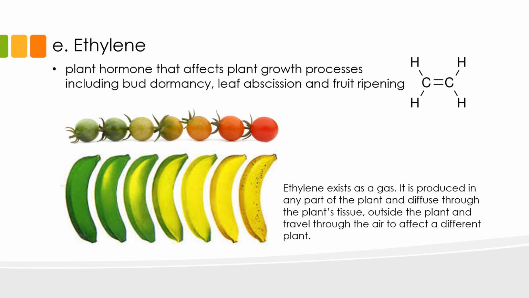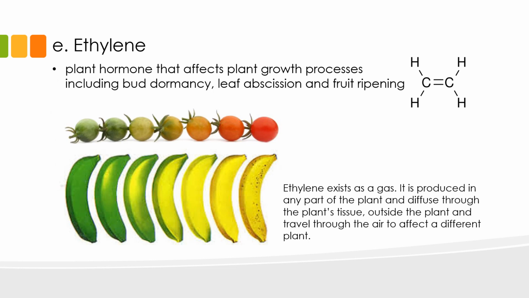Ethylene is a plant hormone that affects ripening and rotting in plants. It is the only plant hormone that exists as a gas. It is produced in any part of the plant and diffuses through the plant's tissue, outside the plant, and travels through the air to affect a different plant.